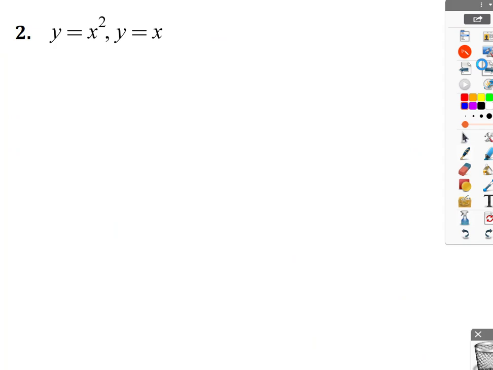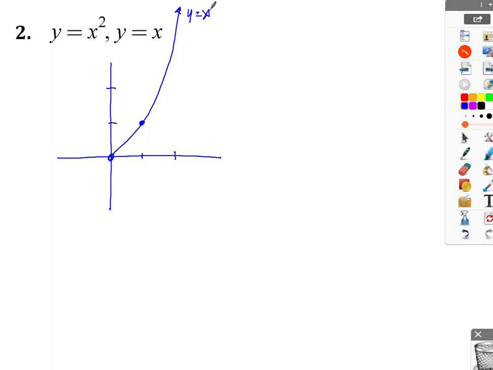All right, now this one, y equals x squared, y equals x. Y equals x squared, I'm going to have 0, 0, and 1, 1. 2, 4, maybe I'll put something like this. And y equals x, it'd be 0, 0, and 1, 1 as well. Okay? So therefore, it's going to be this little region here.